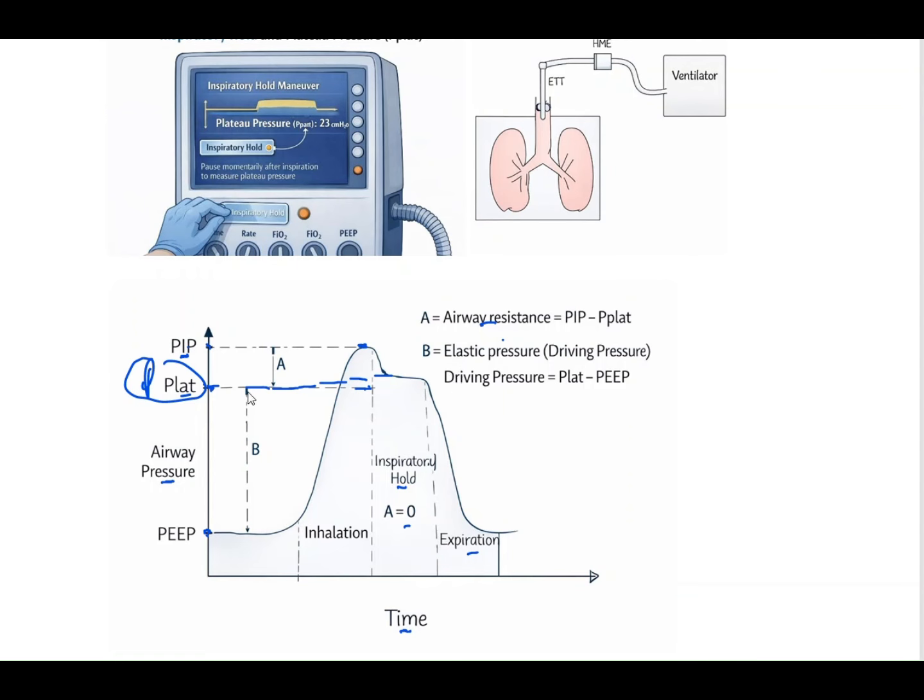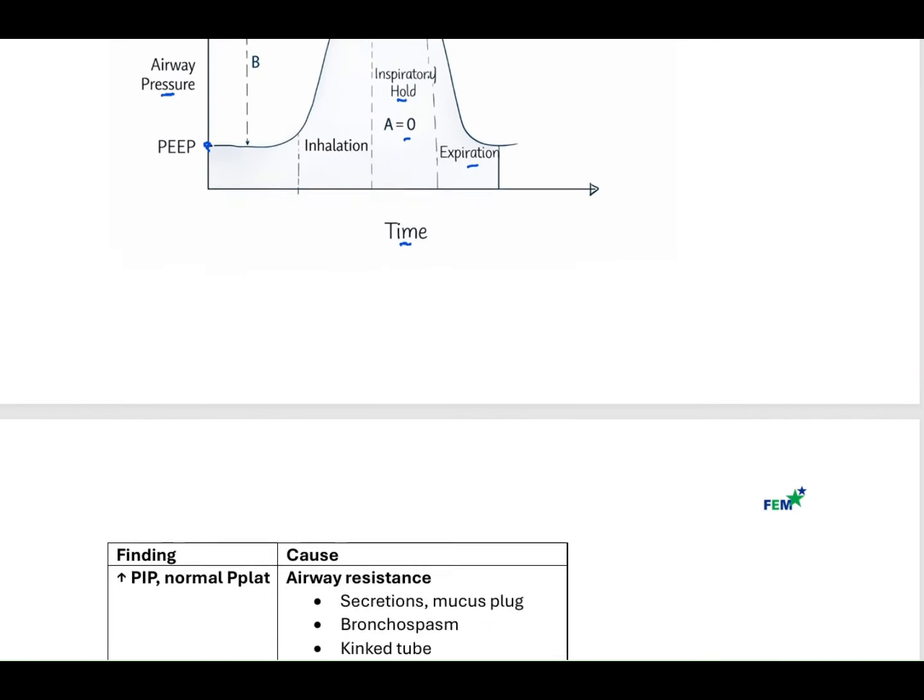And here we can see the B. Our B is going to be the difference between the plateau and the PEEP. That difference between the plateau and the PEEP is going to be the elastic pressure, and that elastic pressure is also the same thing as the driving pressure. The driving pressure is the difference between the plateau pressure and the PEEP. So let's see how we're going to apply this information.